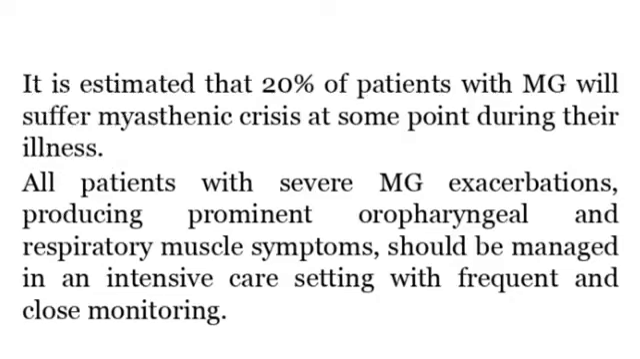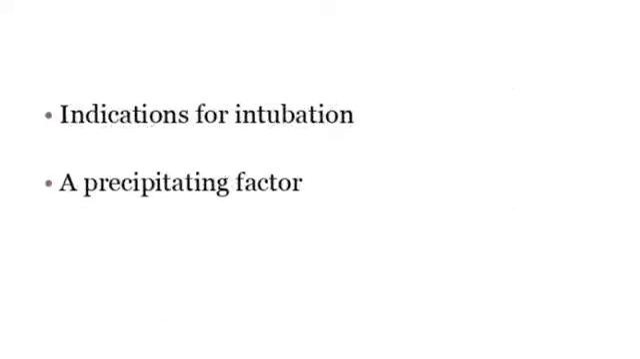It is estimated that 20% of patients with myasthenia gravis will suffer myasthenic crisis at some point during their illness, and all patients with severe myasthenia exacerbations producing prominent oropharyngeal and respiratory muscle symptoms should be managed in an intensive care setting with frequent and close monitoring. Indications for intubation generally include evidence of respiratory muscle fatigue with increasing tachypnea and declining tidal volumes, hypoxemia, hypercapnia, and difficulty with secretions. In general, patients with forced vital capacity below 1 liter will require mechanical ventilatory support.